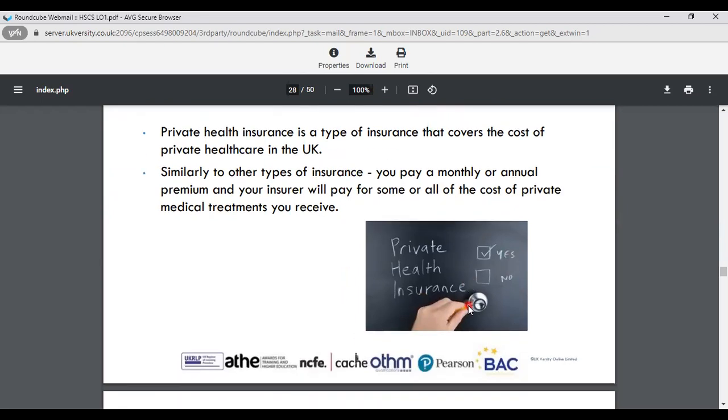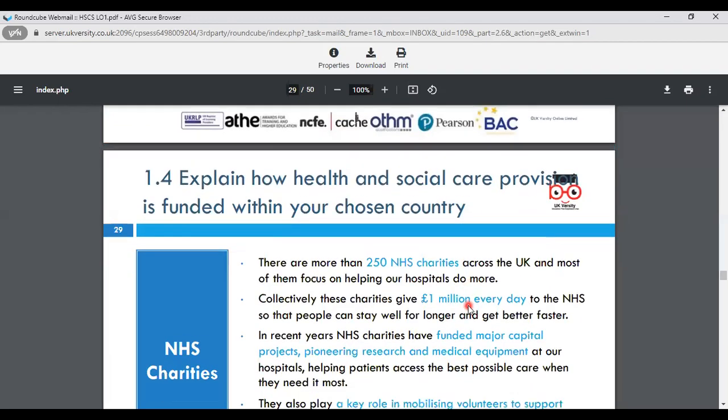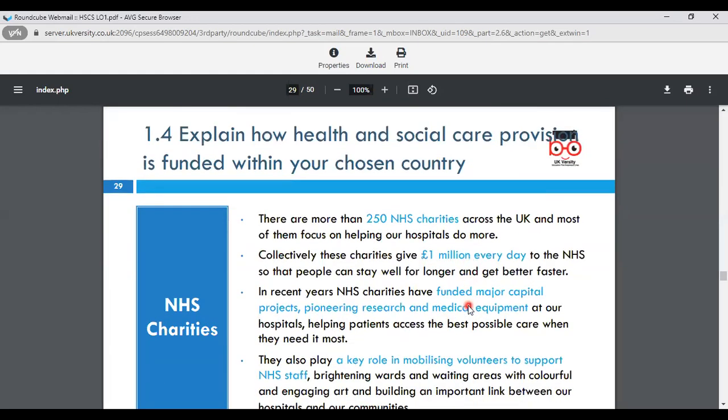And then you have NHS charities. There are more than 250 charities across the UK, and many of them focus on helping our hospitals, supporting them in order to do more. Collectively, these charities give around 1 million every day to the NHS, so that people can stay well for longer and get better faster.